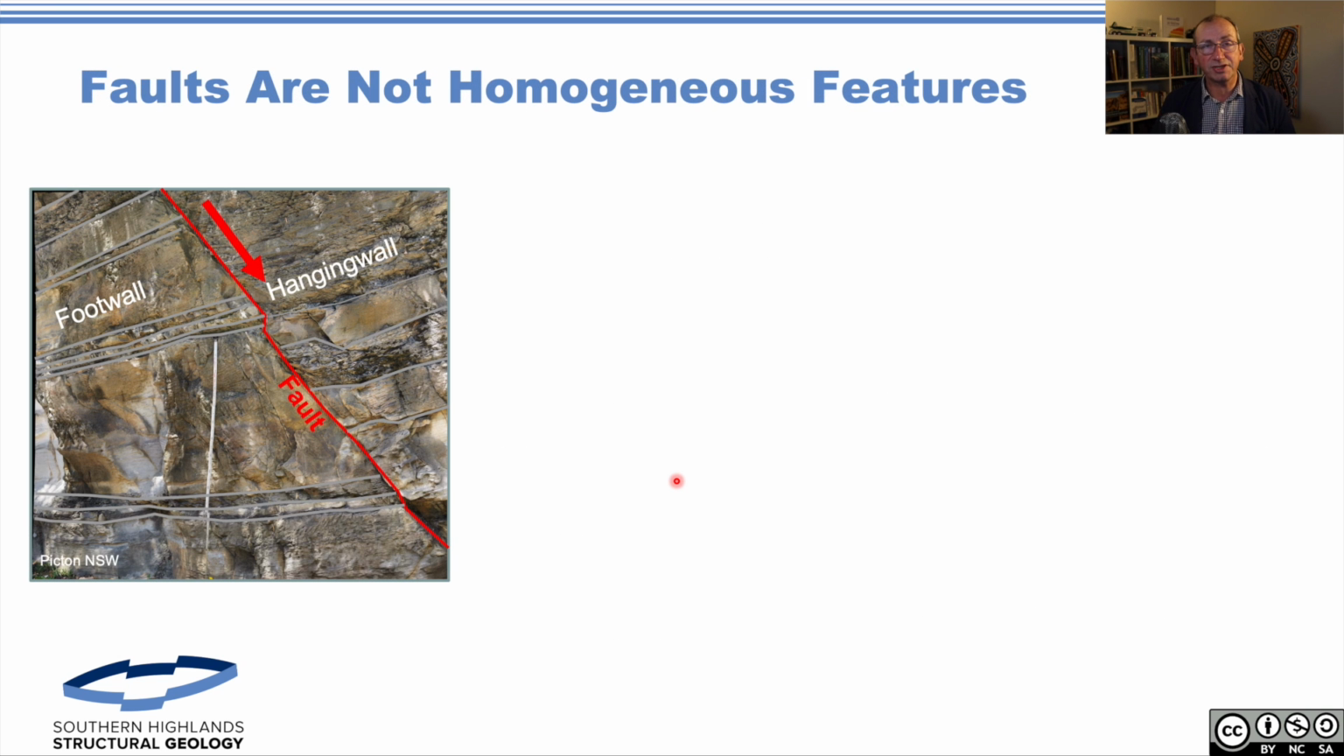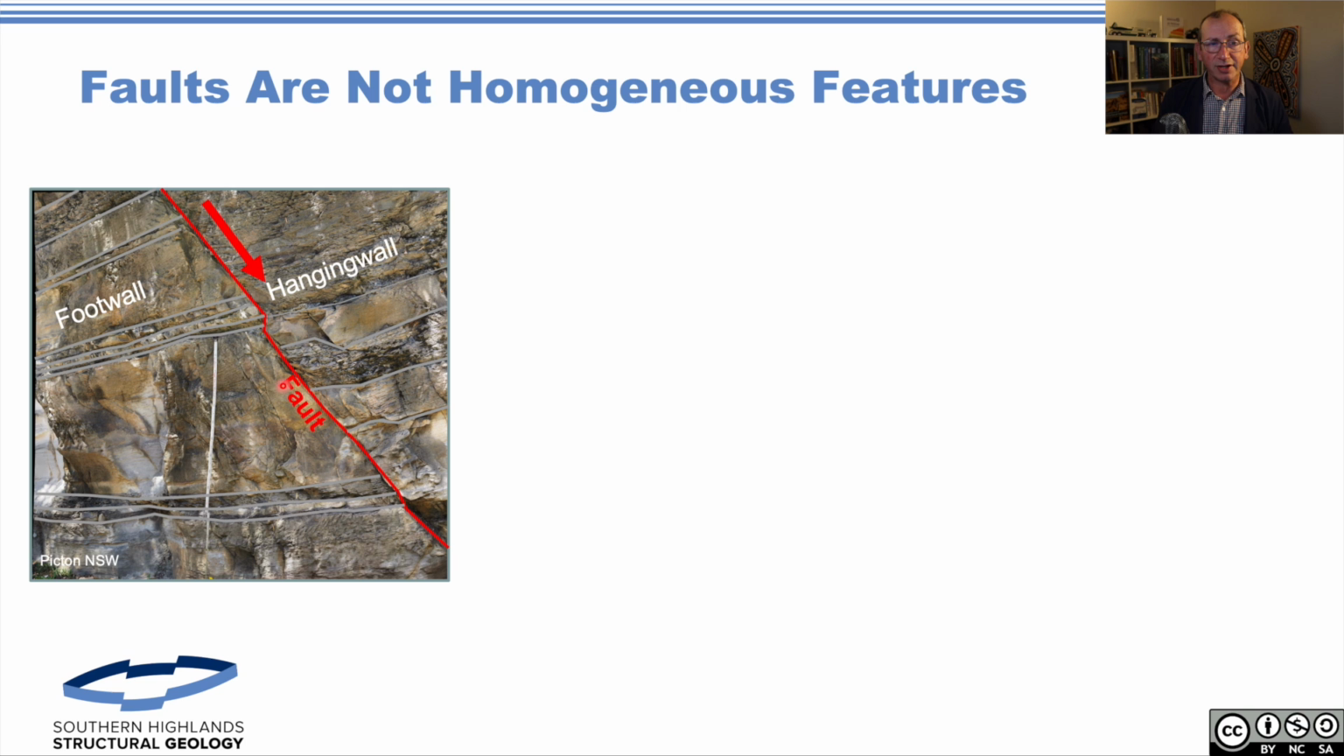So here's a nice fault. This is from Picton, very close to me, top of the Hawkesbury Sandstone. This is a cutting under a railway, and this is actually published out on Gigapan. So if you want to have a look at it, you can zoom in and have a look at this thing. The way we talk about geology and faulting, we have a footwall, which is the upthrown side.